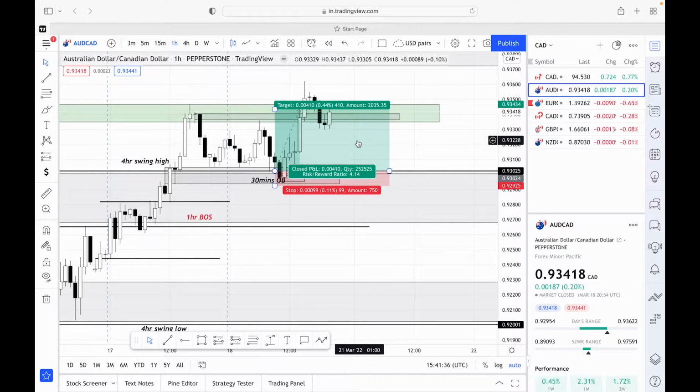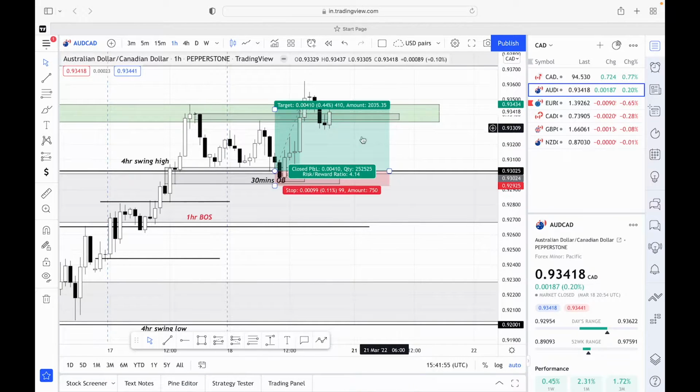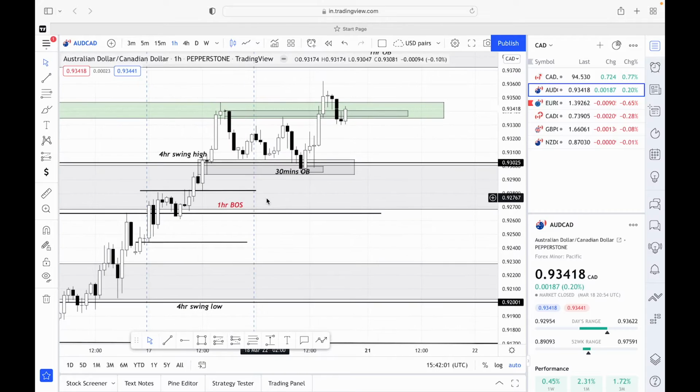The risk to reward is 4. We risked 1%, and we had like 4% in return. So that's the risk to reward here. Let me remove this. But take note of our point of entry. We entered somewhere around the 30 minutes order block. So this is how it went.